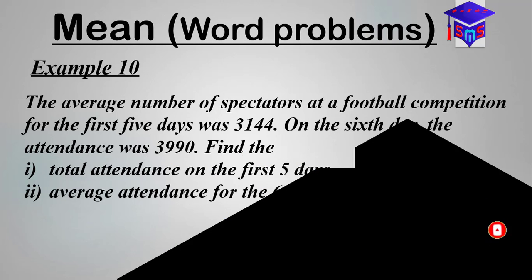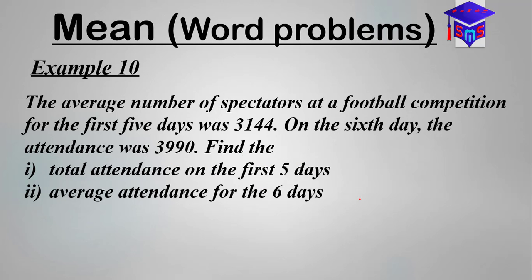Now in the next video, we're looking at the solution to this problem. This question says the average number of spectators at a football competition for the first 5 days was 3,144. On the 6th day, the attendance was 3,920, and now we are supposed to find the total attendance on the first 5 days, and then also the average attendance for the 6 days.